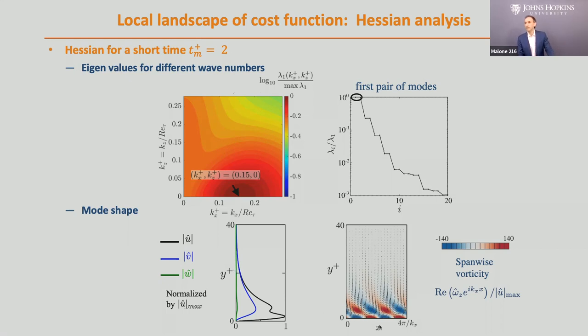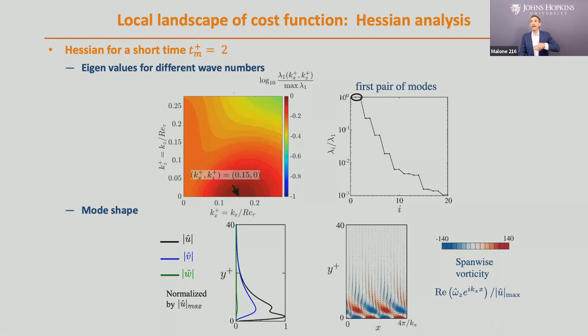If you look at the spanwise vorticity, it's plotted here. This is the largest eigenvalue of the Hessian. If you have a measurement of wall shear stress, it's most sensitive to perturbations of this form 2 time units earlier. So if you have this perturbation 2 time units earlier, the measurement of the stress would be most affected.